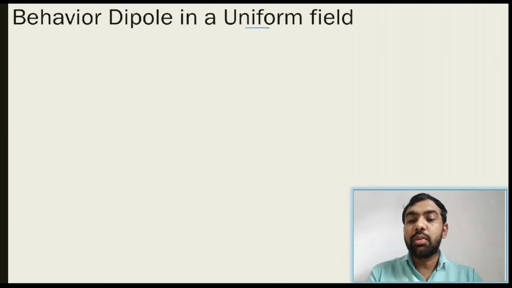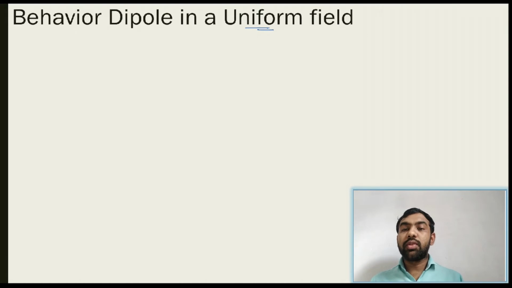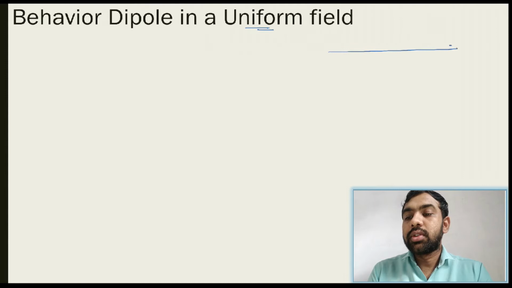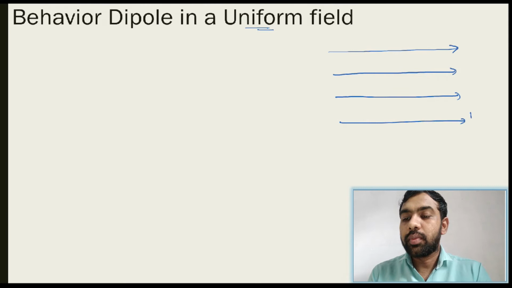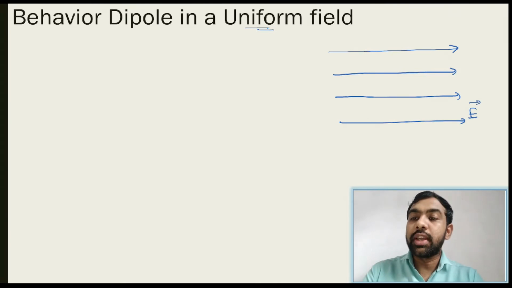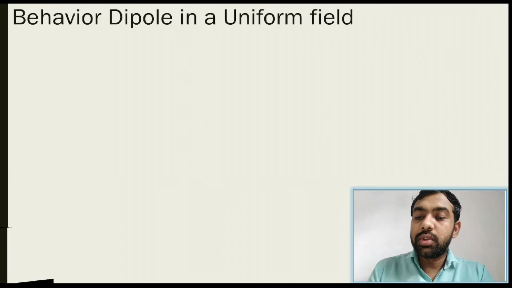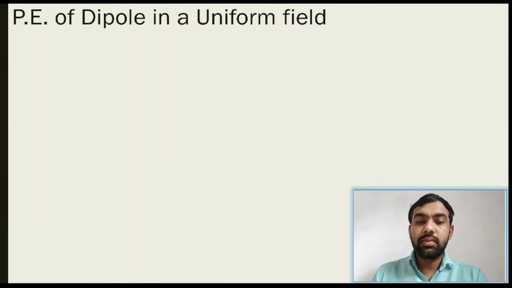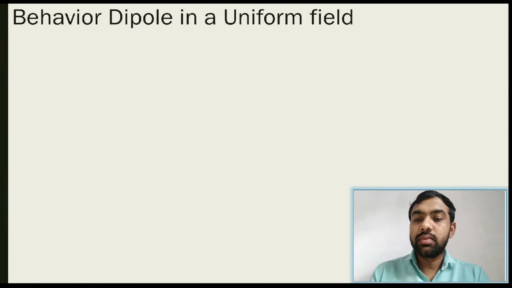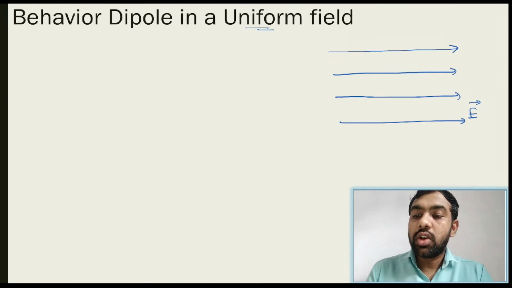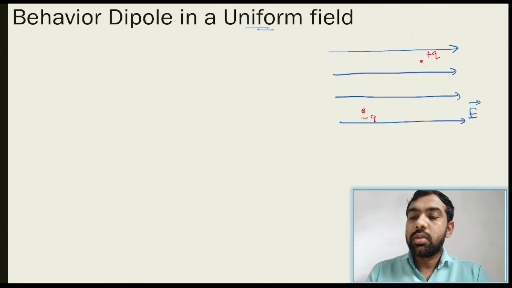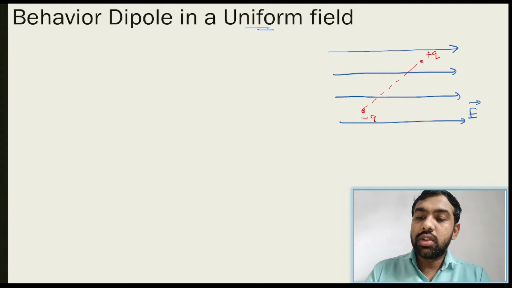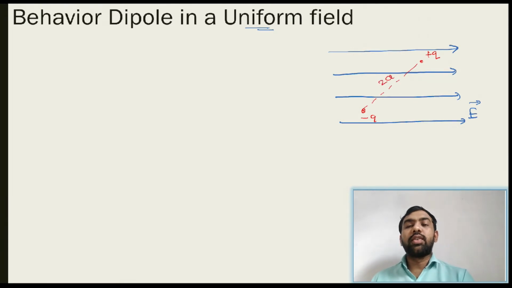Behavior of a dipole in a uniform field. Very important topic. If you place any dipole in a uniform field, then what happens? Consider, suppose, this is the uniform field E, and you place a dipole here. Let's consider here this minus q and here the plus q. The distance between the two charges is considered 2a. That is our general definition.